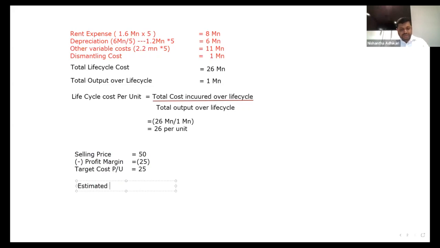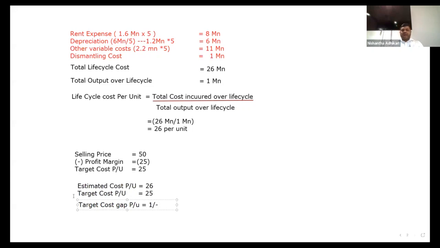Estimated cost per unit, 26. Target cost per unit, 25. Then the target cost gap per unit is 1 rupee.